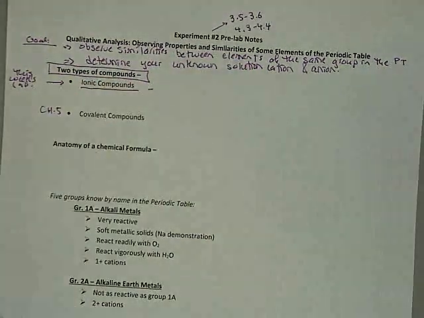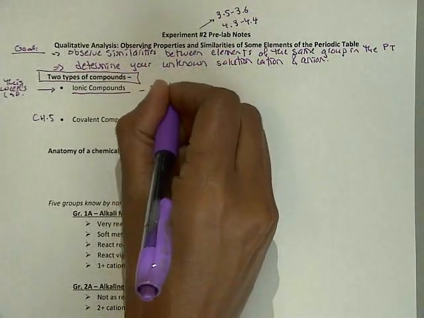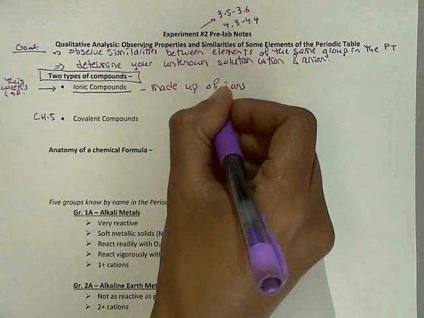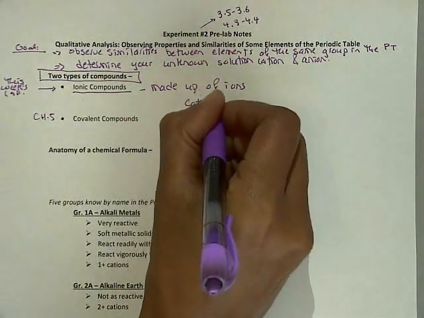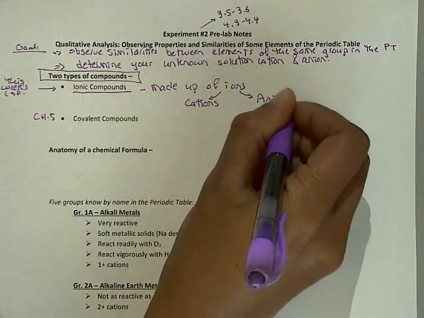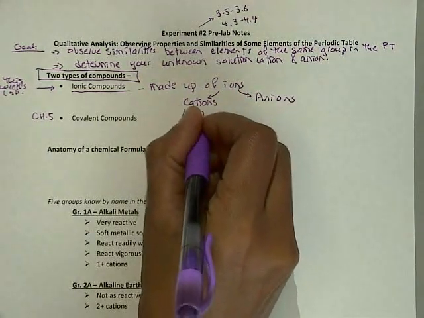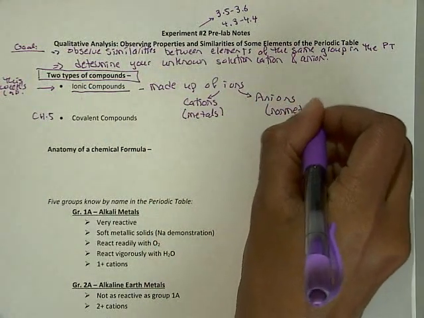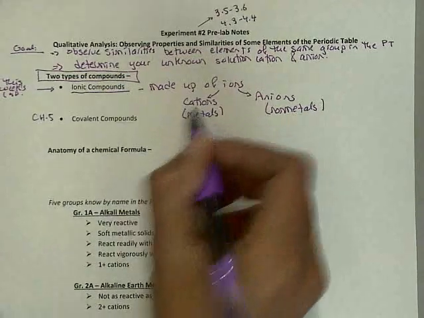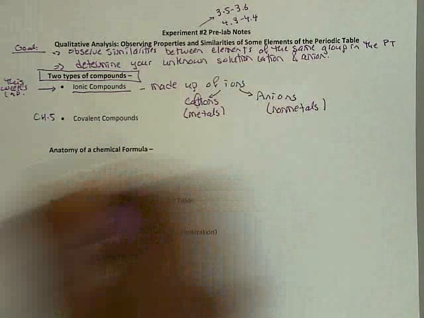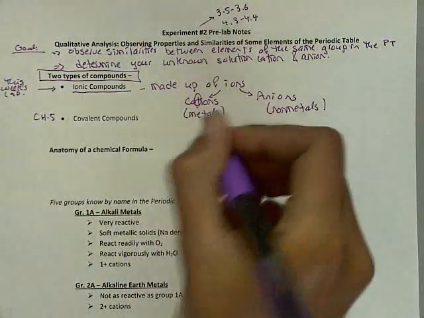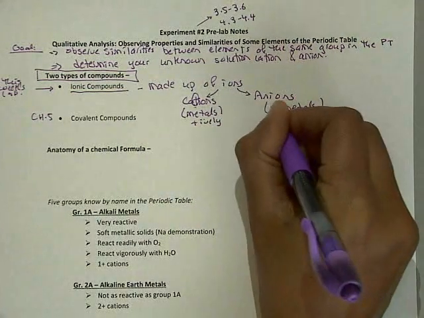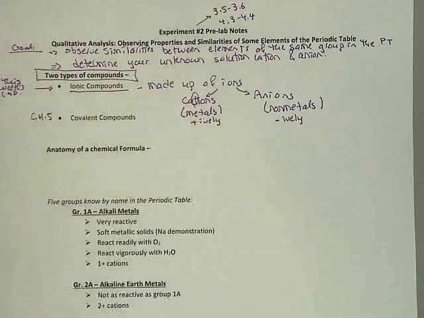So ionic compounds, as the name says, are made up of ions. And we have two forms of ions. Ions can either be cations or anions. Cations are always metals, and anions are always non-metals. If you take a look at the word cation, you'll notice that this t here resembles a plus sign. So all metals are positively charged species, whereas all anions, all nonmetals, are negatively charged species.